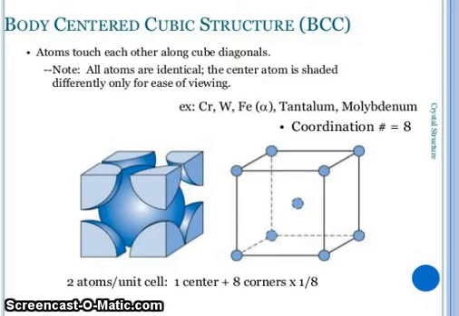Now body-centered cubic structure, BCC. Atoms touch each other along cube diagonals. All atoms are identical. The center atom is shaded differently only for ease of view. Examples: chromium, tungsten, and coordination number 8. 2 atoms per unit cell, 1 center plus 8 corners times 1/8.